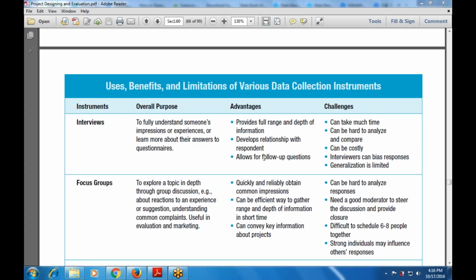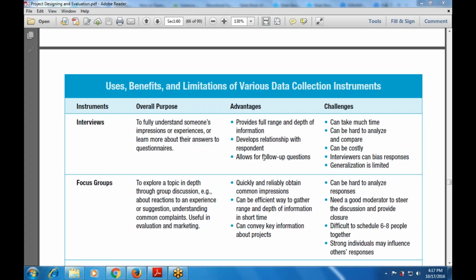So what is the main purpose of the interview? To fully understand someone's impressions or experiences, or learn more about their answers to the questionnaires. What is the main questionnaire? That is what deals with the questionnaires, how to fulfill them with the interviews.